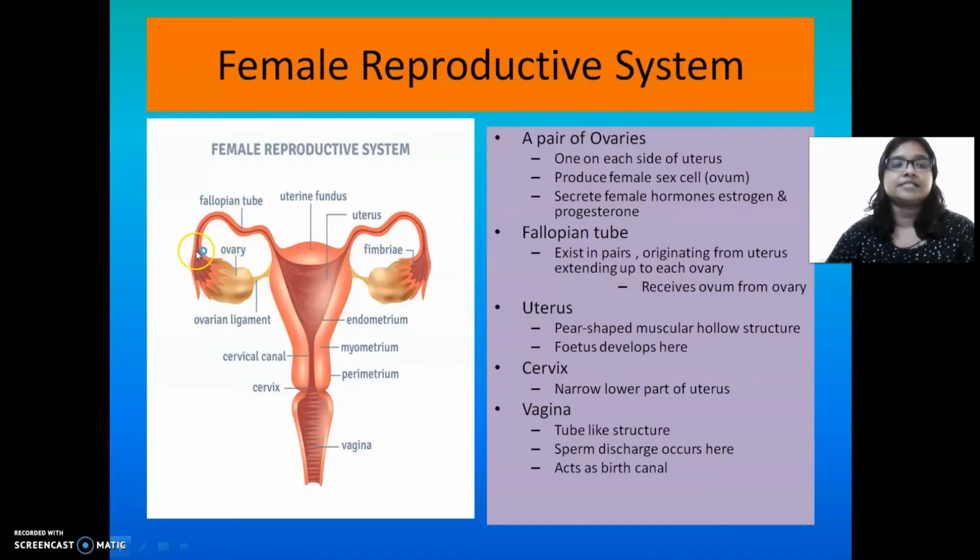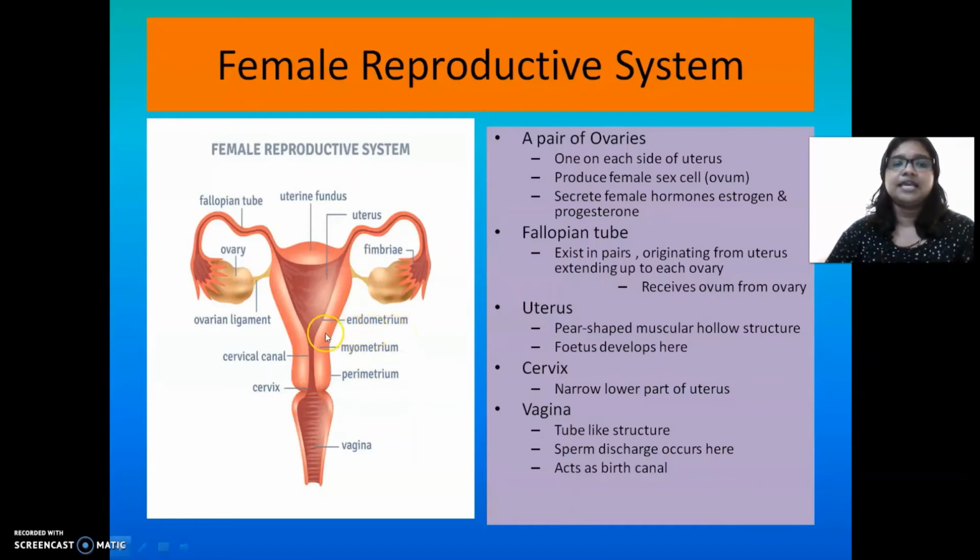And when a mature ovum is released, if it unites with a sperm, it results in the formation of zygote, and that zygote will come and attach onto the endometrium region of the uterus. Okay. And see, this is a uterus. It's actually a muscular structure, which is made up of 3 wall layers. Outer perimetrium, middle is myometrium, and inner is called endometrium.